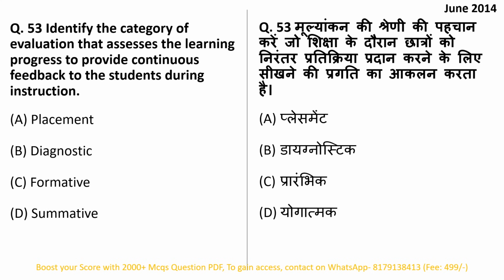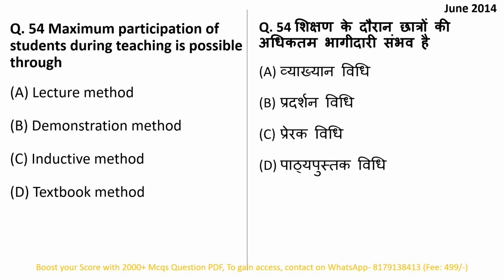Identify the category of evaluation that assesses the progress to provide continuous feedback to students during instructions. This was asked in one of the previous questions as well. During the instruction, the method that evaluates is called formative. Summative tests after the course, after the teaching is complete. That assessment is called summative. During the course of instruction is called formative.